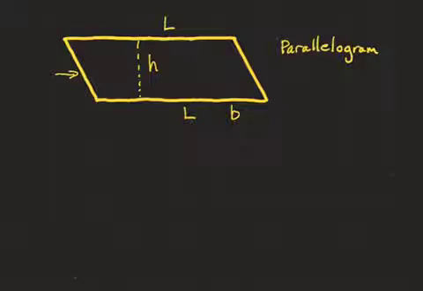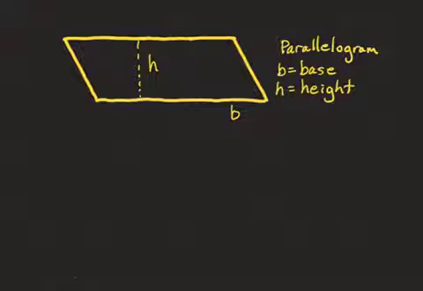But we can work with other types of shapes. For example, we have the parallelogram. A parallelogram is similar to a rectangle in that opposite sides are equal. They have equal lengths. In fact, why don't we call this one the length? However, this side is not the width of the parallelogram. The width is actually here. So we usually don't use the terms length and width when we're dealing with parallelograms. Instead, we talk about base and height.